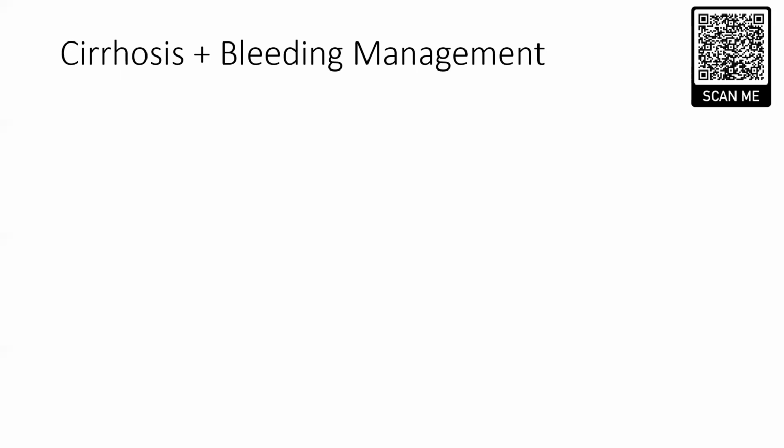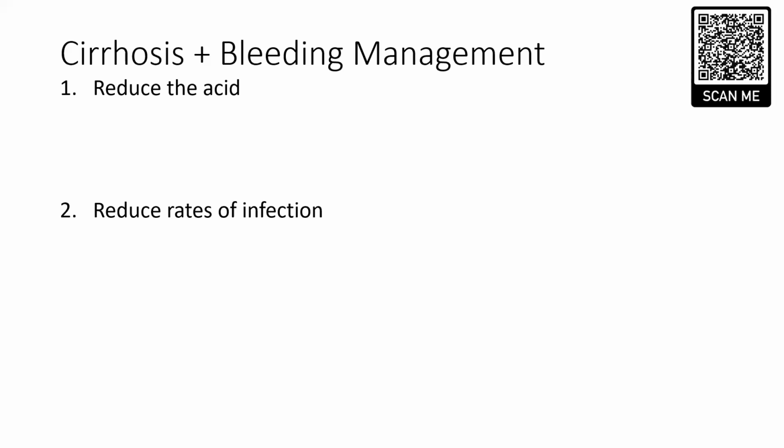Okay, let's jump in. Later on, if you guys want, if you scan that little image, it'll take you to a Word document with all of the papers that are on this slide. So when I admit a GI bleeder who's also cirrhotic, I have 3 principles that I think about. I think about reducing the acid, reducing the rates of infection, and reducing their portal pressure. So acid reduction, when a clot forms, it is harder for it to form and stay stable in an acidic environment. So what are some medications we could give to reduce acid in a patient?